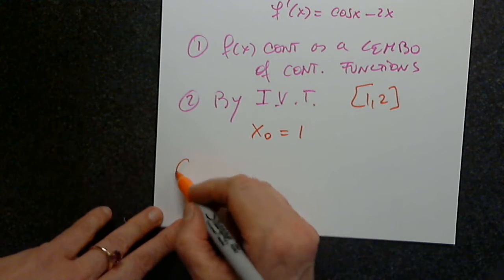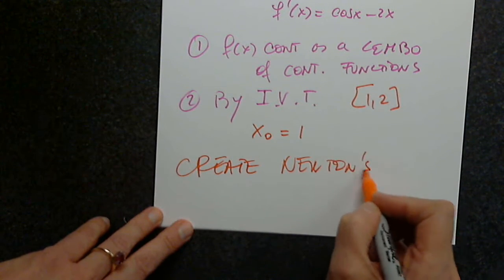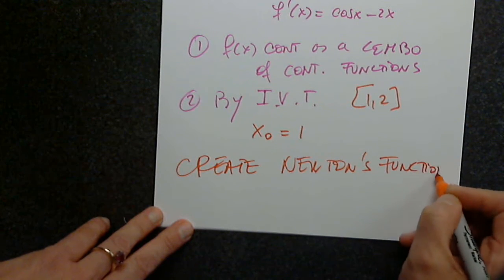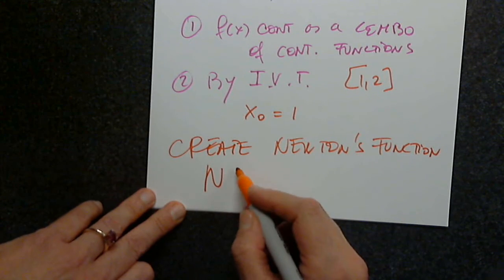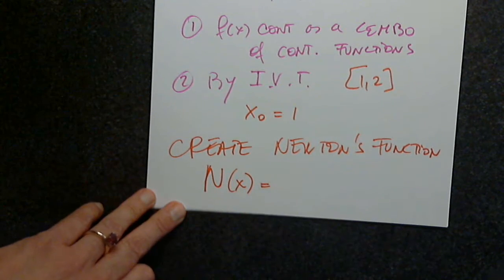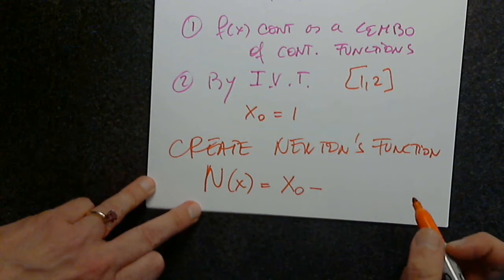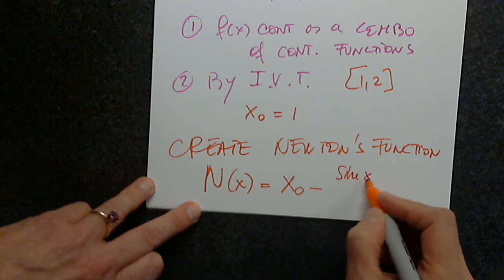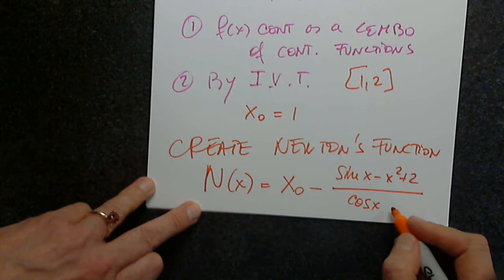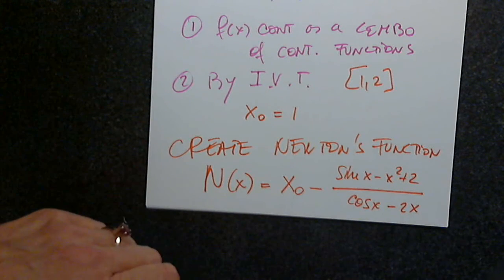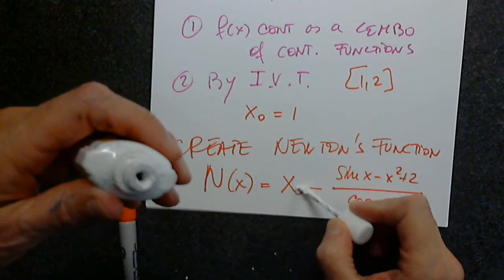We create a function. Create Newton's function, because we're not going to do this by hand. So I'm going to create Newton's function n of x, Newton of x, which is x0 minus the function sine x minus x squared plus 2 over its derivative, which is cosine x minus 2x. I don't need the 0 there.